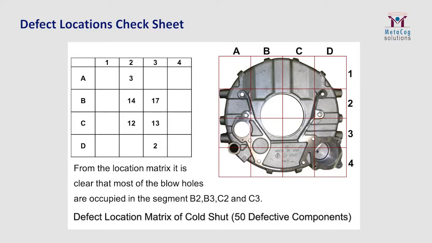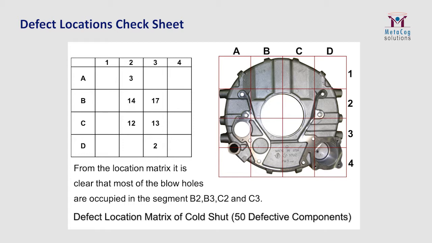Next is the defect location check sheet. This check sheet gives you clearly the location of the defect. For example, you have some grids A, B, C, D on the top side. On the right side, you are seeing grids 1, 2, 3, 4. So, if you see area B1, B2, B3, B4, C1, C2, C3, C4, and you have more defects in locations B2, B3, C2 and C3, which is nothing but the middle hole of this casting.